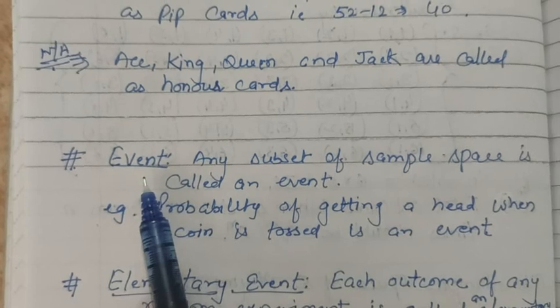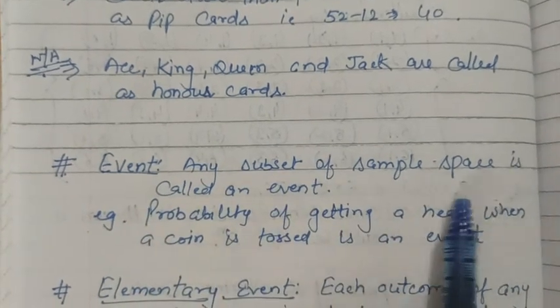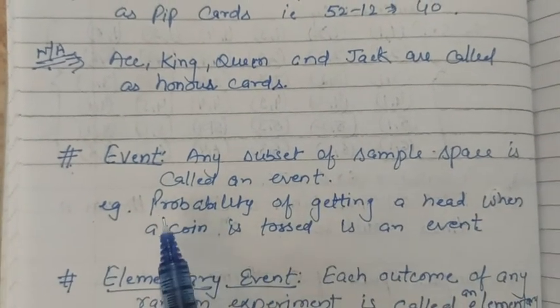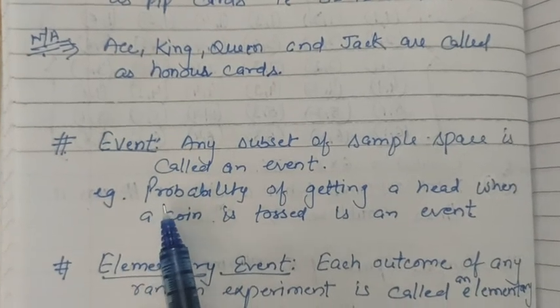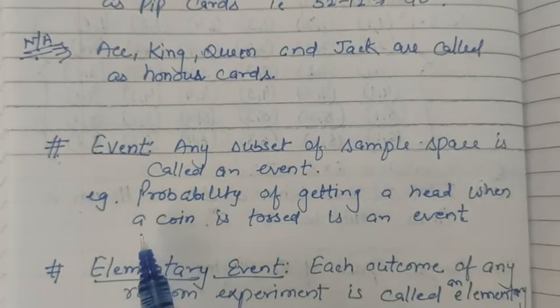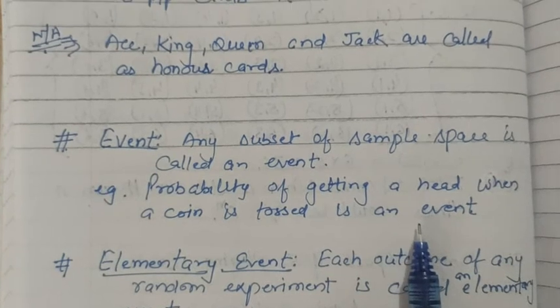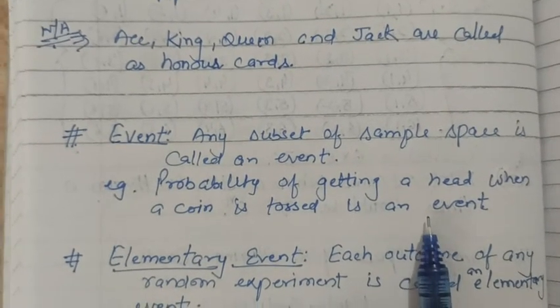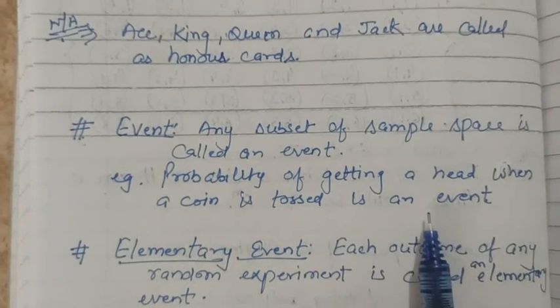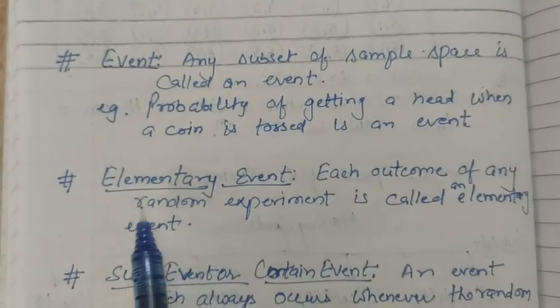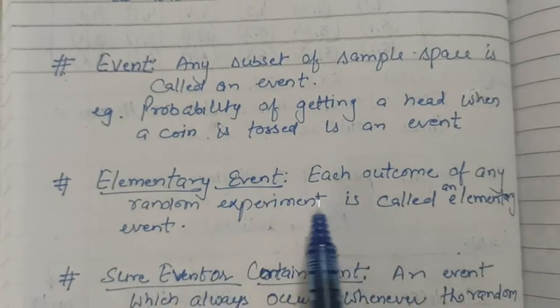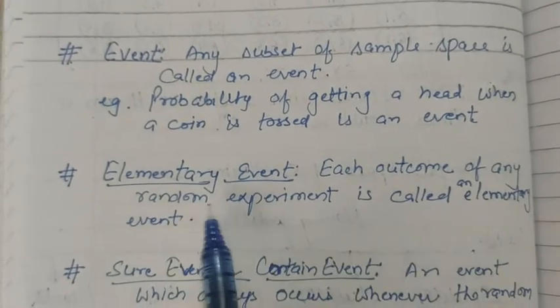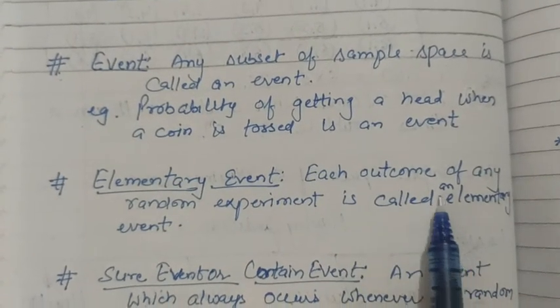The next definition is event. Any subset of sample space is called an event. From the example, you can see that getting a head when a coin is tossed is an event. Or we can say getting a tail when a coin is tossed is an event. Similarly, the next definition is elementary event. Each outcome of any random experiment is called an elementary event.